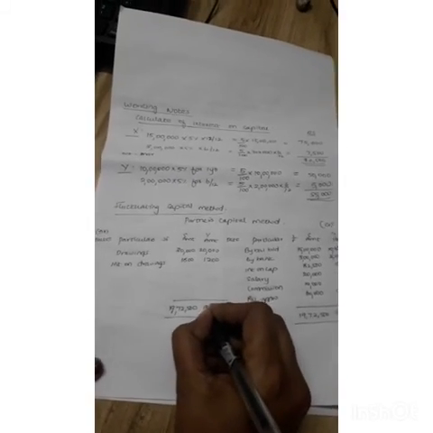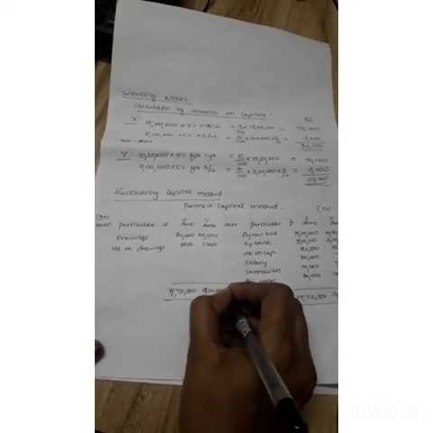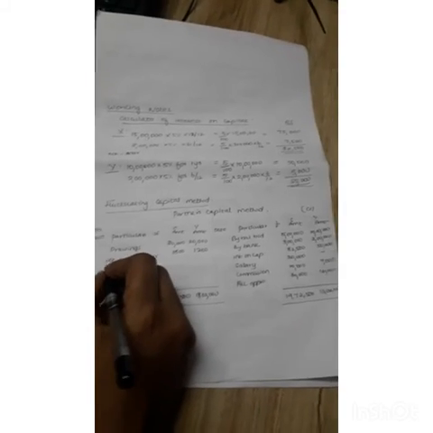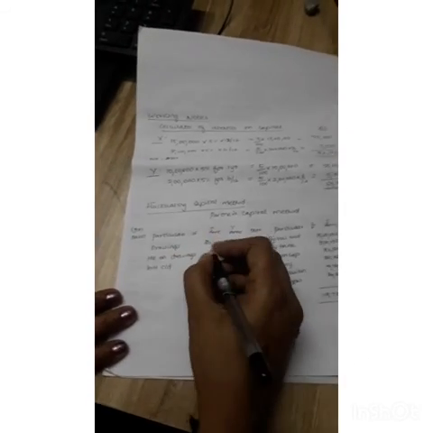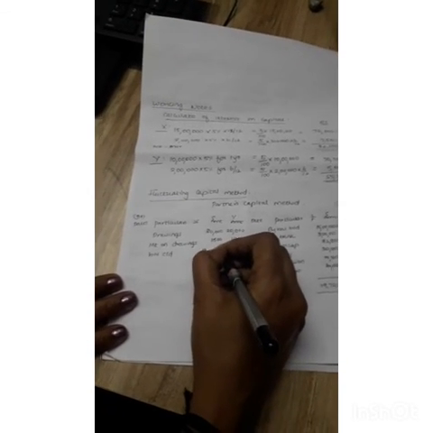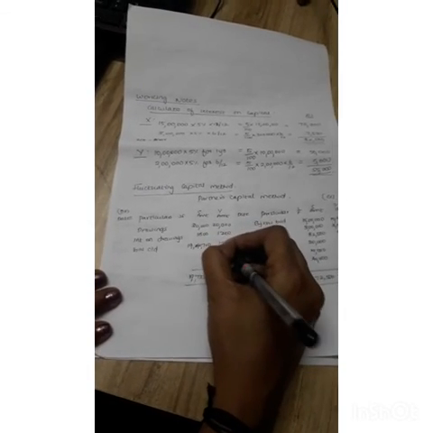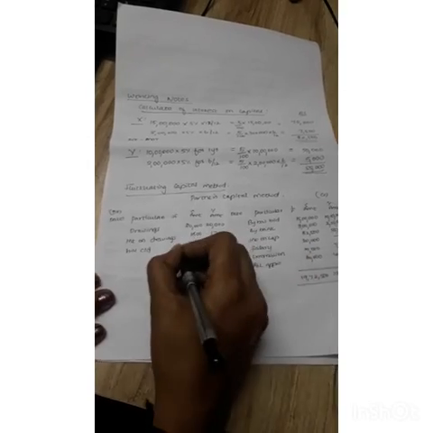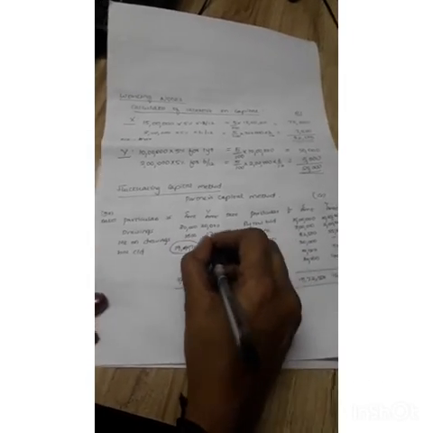Okay, 13,02,000. Now we'll find the balance. So the balance carried down will be 19,40,700 and here 12,80,800. So this is the balancing figure.